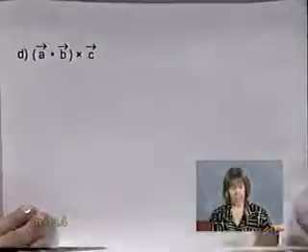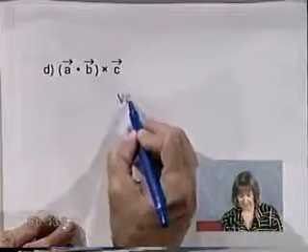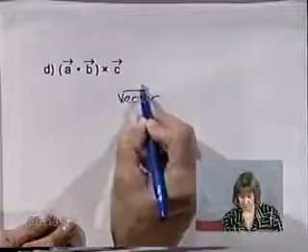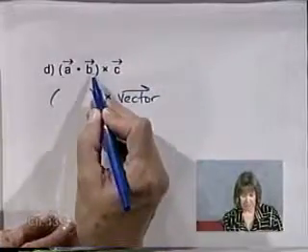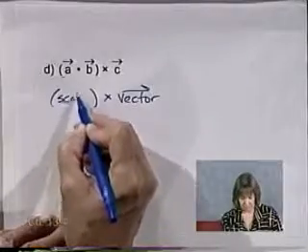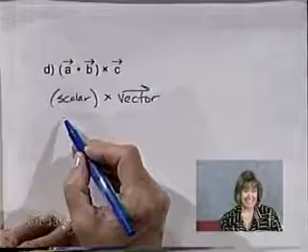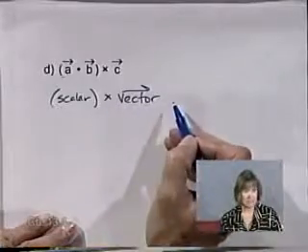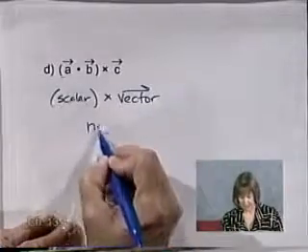A dot B cross C. All right. C is a vector. But what's A dot B? When you take the dot product of two vectors, what do you get? A scalar. When you take a cross product, you need vector cross vector. I got a stinking number crossed with a vector. Does this make sense? Not meaningful.